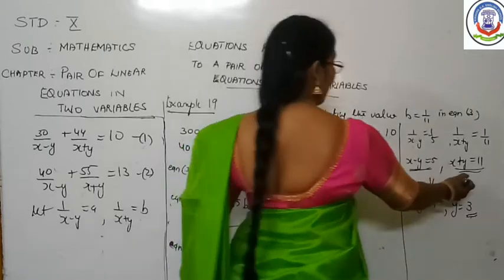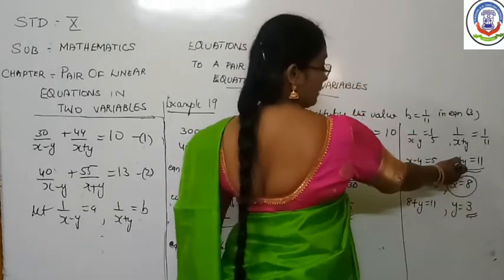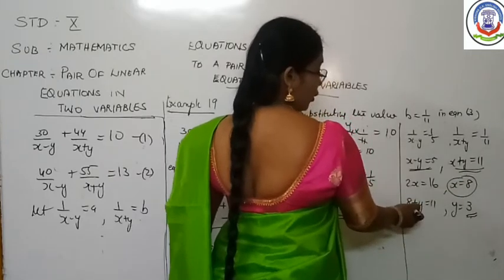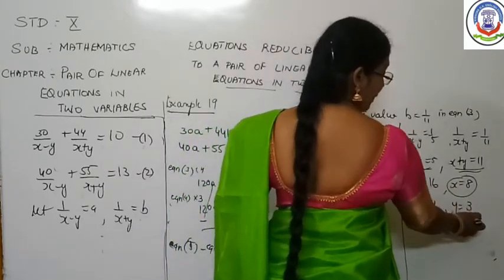Now substitute this value of x in any of the equations. I substituted in the second equation, that means x plus y is equal to 11. 8 plus y is equal to 11. That means y is equal to 3.